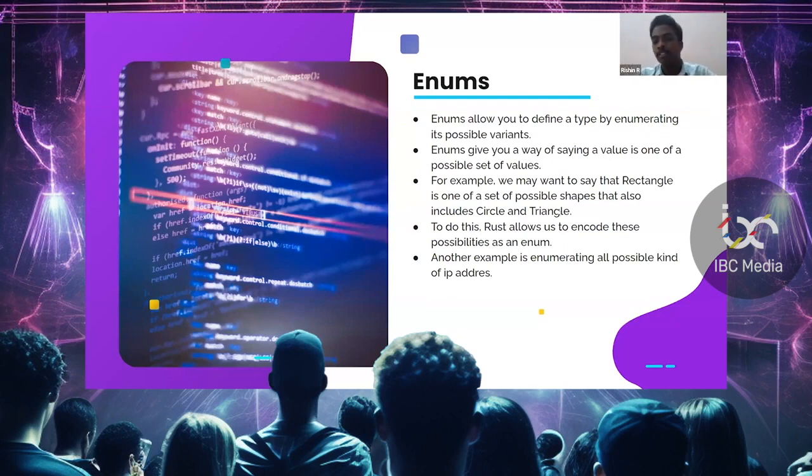For example, we might want to say that rectangle is one of the set of possible shapes. So if you create an enum Shape, then you can have a set of values that could include a struct Rectangle, a struct Circle, a struct Trapezium, anything. So you can hold different structs inside the enum as well. To do this, Rust allows you to encode these possibilities as an enum. Enums are very useful for the different set of possible values for a particular entity. This also comes under the part of object-oriented programming in Rust.